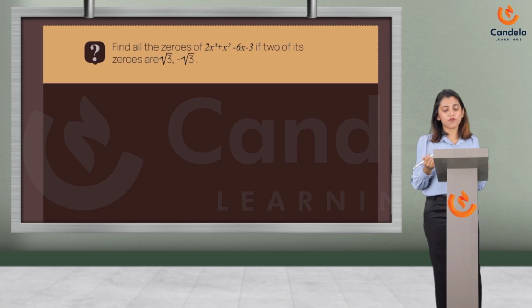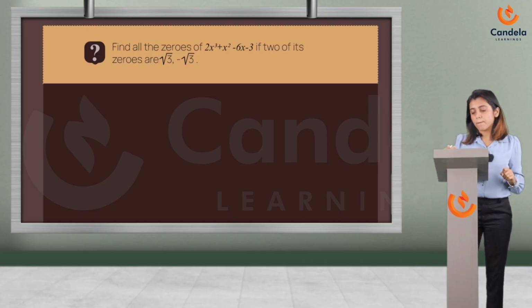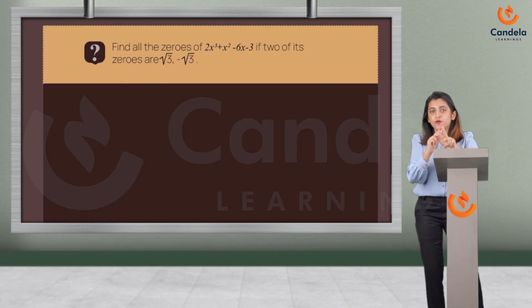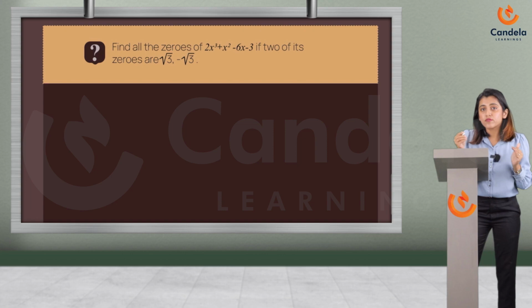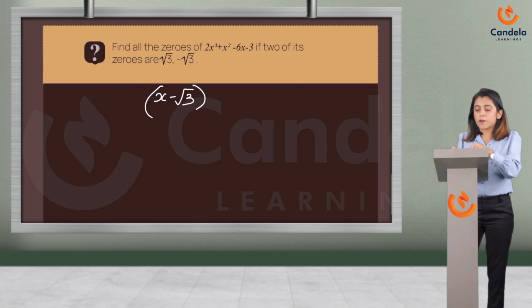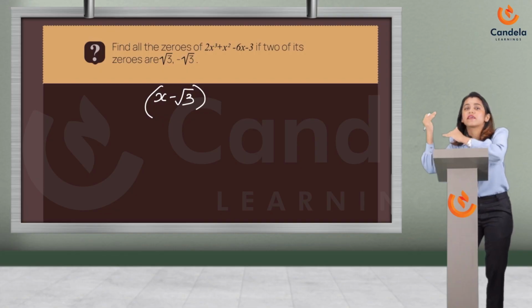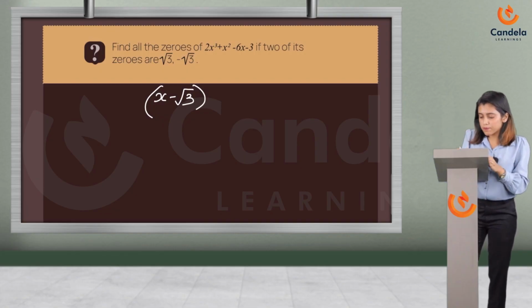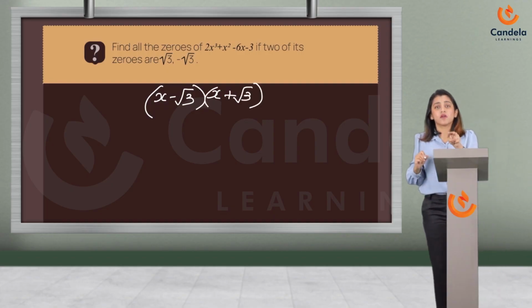Find all the zeros of 2x cube plus x square minus 6x minus 3 if 2 of its zeros are root 3 and minus root 3. I told you if 2 is a zero, then x minus 2 is a factor which divides that polynomial. Similarly, if root 3 is a zero, then x minus root 3 is one of the factors. And minus root 3 is another zero, which means x plus root 3 is another factor. And these two are factors of this polynomial.